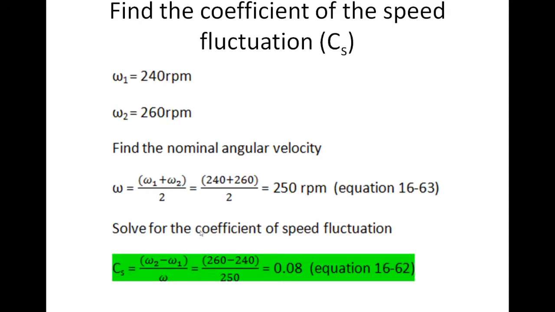The equation for the actual coefficient of speed fluctuation is equation 16-62 in the text, and that equation says that omega 2 minus omega 1 over the omega, or the average value, gives you this coefficient of speed fluctuation. So plugging in the numbers, we end up with a value of 0.08.